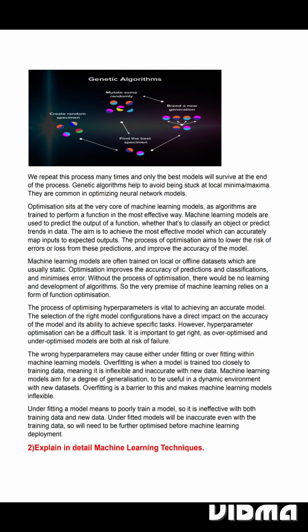Overfitting is when a model is trained too closely to training data, meaning it is inflexible and inaccurate with new data. Machine learning models aim for a degree of generalization, to be useful in a dynamic environment with new datasets. Overfitting is a barrier to this and makes machine learning models inflexible.